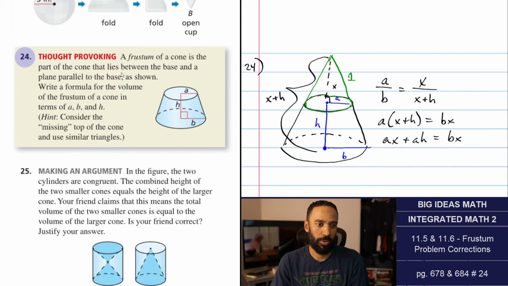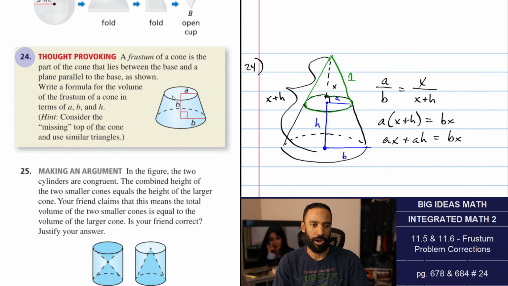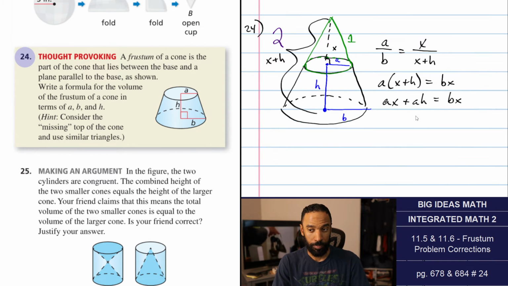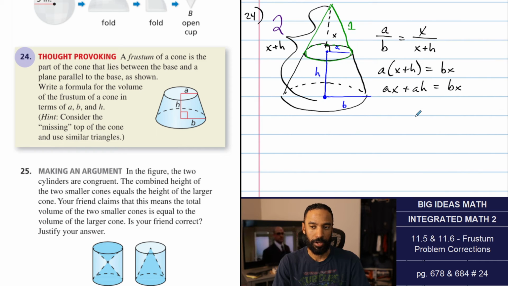So a frustum of a cone is the part of the cone that lies between the base and a plane parallel to the base as shown. Write a formula for the volume of the frustum of a cone in terms of A, B, and H. Same thing, I extended this frustum upward into a cone here. So I have a cone 1, object 1, and then I have object 2, which is basically the rest of it. I don't know if this was supposed to be labeled somehow. I'll just give a little 2 right there to indicate the arrow for the entire big cone. Object 2 minus object 1 would give me the volume of the entire thing.